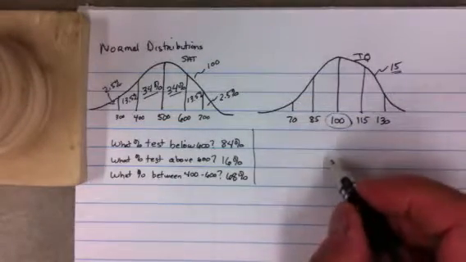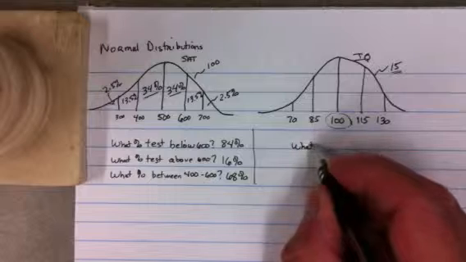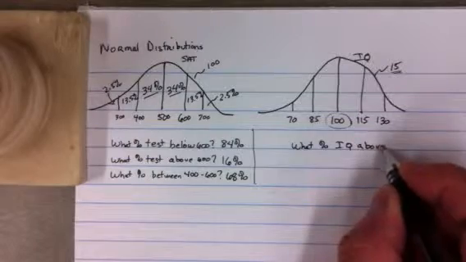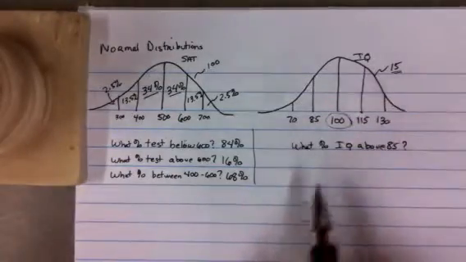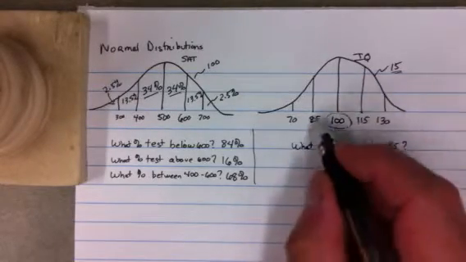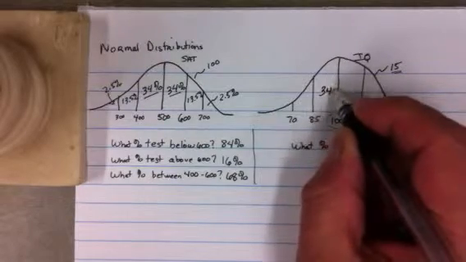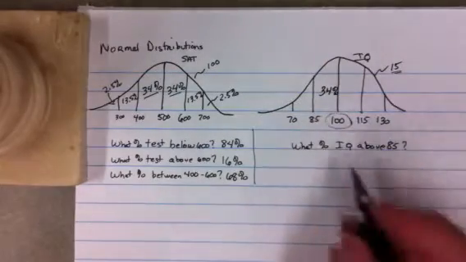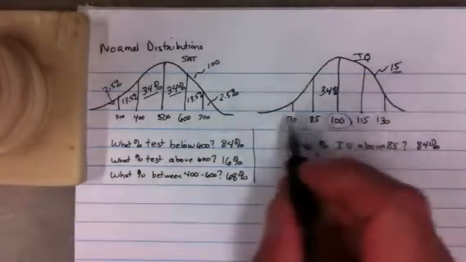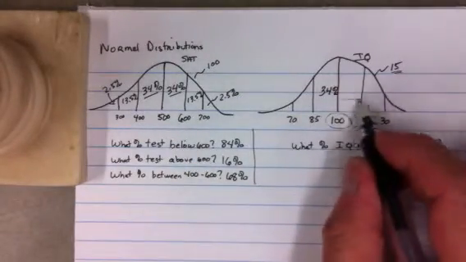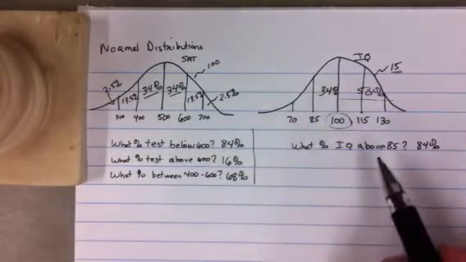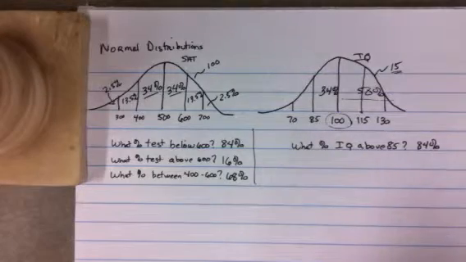So we can ask questions, for example, what percent of the people have IQs above 85? Again, half of the curve is from 100 over, so that's 50%, and we know that 34% is in here between the mean and one standard deviation. So again, this is 84%. And so the same logic questions, so that's 50% over here. So the same types of logic questions can be asked back and forth between the SAT and the IQ.